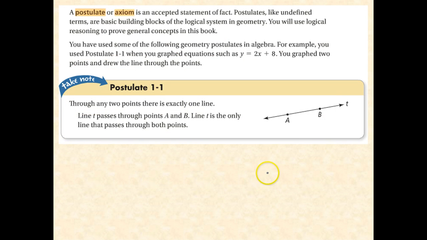So a postulate or axiom is an accepted statement of fact. We don't prove them. We just accept that they're true. And we use logical reasoning to prove general concepts. So we've used some of the geometry postulates. Let's go over what some of these postulates are. Through any 2 points, there's exactly one line. So if you have point A and point B, there's only one line that goes through those 2 points. There's not two.